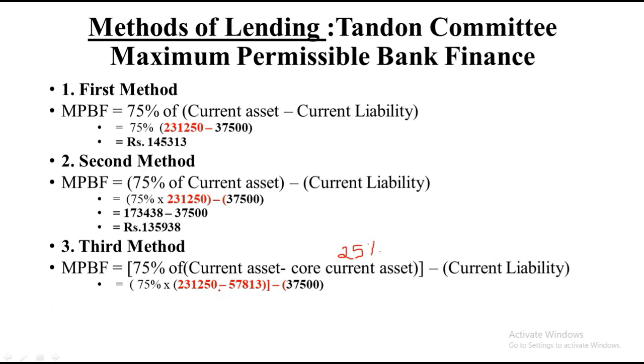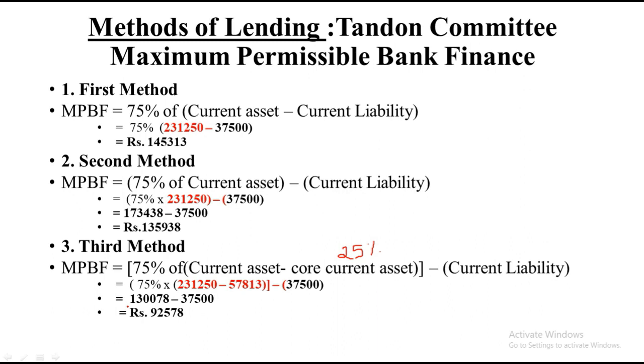We will subtract that, multiply it by 75%. Whatever answer you get from that, we'll have to minus the current liability. So it comes to 1,30,780 minus 37,500. So our final value will be rupees 92,578. Okay, so those are the three maximum permissible bank limits according to the method of Tandon committee: the first method, second method, and third method.